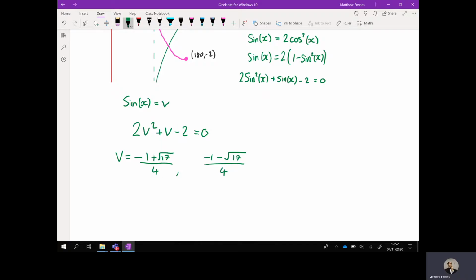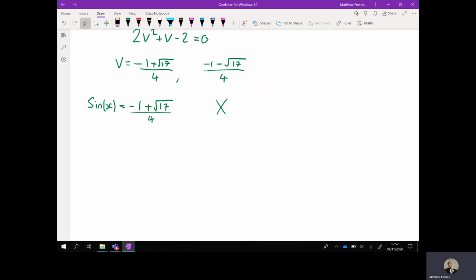Since v is equal to sine x, we can then set sine x equal to both of these results. However, the second solution, -1 minus root 17 over 4, will not produce any solutions as it is less than -1, and only values between plus and -1 will be valid when setting them equal to sine x. Using my calculator, I can then do inverse sine of -1 plus root 17 all over 4, and that gives me an x solution of 51.3.